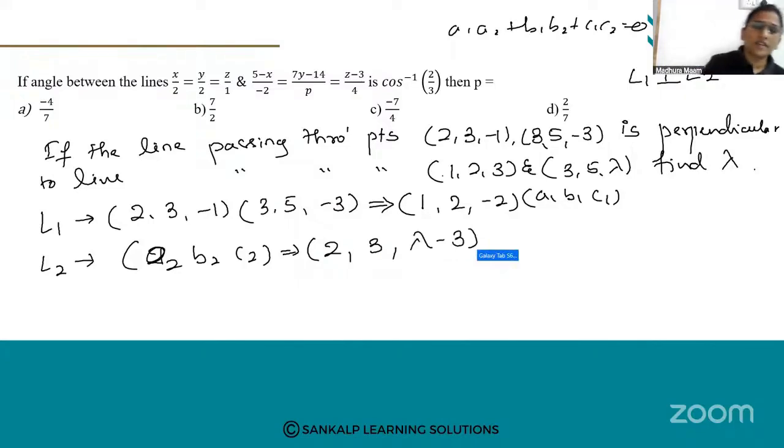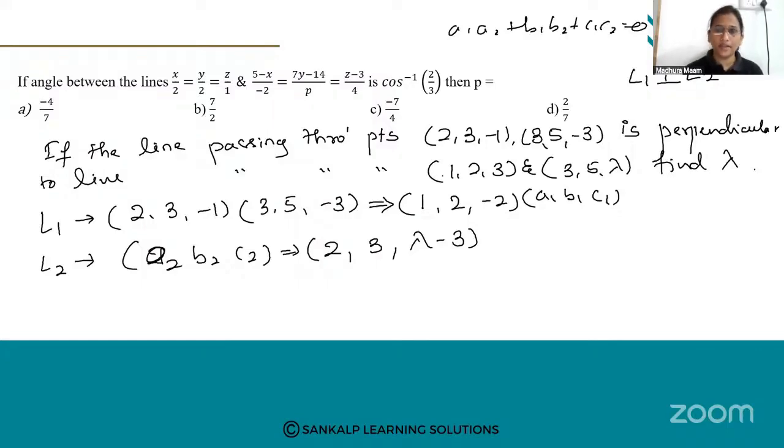Okay, so we got A1, B1, C1, and A2, B2, C2. We know how to find this, we have done it in direction ratios. Direction ratios of a line segment passing through 2 points is x2 minus x1, y2 minus y1, z2 minus z1. Correct? Now, what piece of information will we use here?